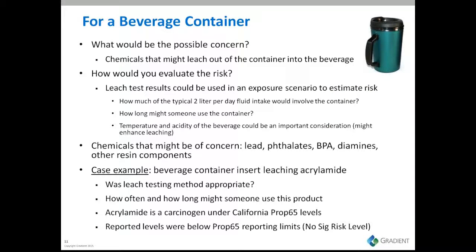So, just two examples to illustrate how you would go through this process. The first example relates to a beverage container, and this relates to a particular project I worked on maybe about 10 years ago. The concern here is that if you've got this beverage container that's coming into contact with a hot fluid, chemicals could potentially leach out of the container into the beverage. There could definitely be migration there.